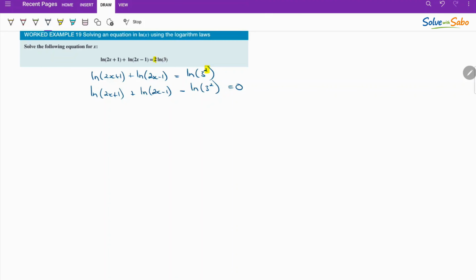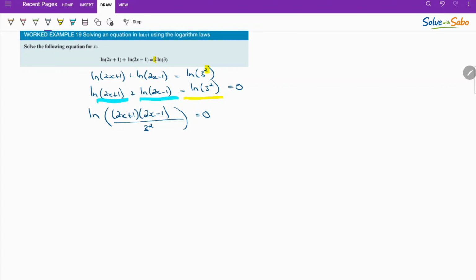Now, I've got a couple log laws going on here. I've got these two, which are being added. Now, adding your logs means you're going to multiply the things inside the brackets. And then I've got this one on the end here that we are subtracting, which is the one that we're dividing. So this log is going to end up looking pretty funky. We're going to have ln of 2x plus 1 times 2x take 1 divided by 3 squared. And all of this is going to equal 0.